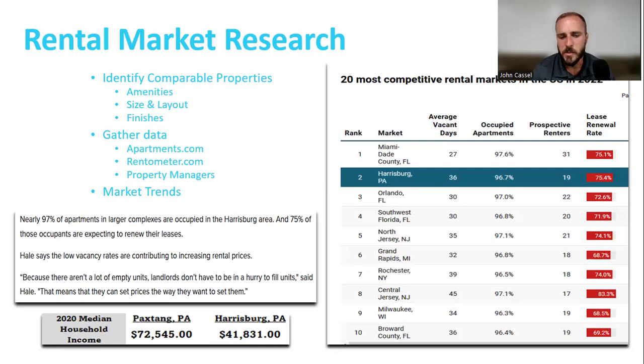And then just some other data on vacancy. If the vacancy is super low, so most properties are at 97, 98% occupied, that means there's not enough supply, or there's still demand in that area for apartments. So you want to look at all that kind of stuff. This is just some of what we looked at when we were looking at the Harrisburg property, and what you'd want to look at when you're doing your market analysis and the market rent research.